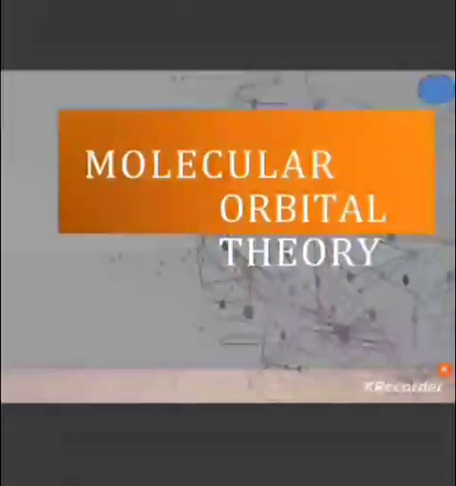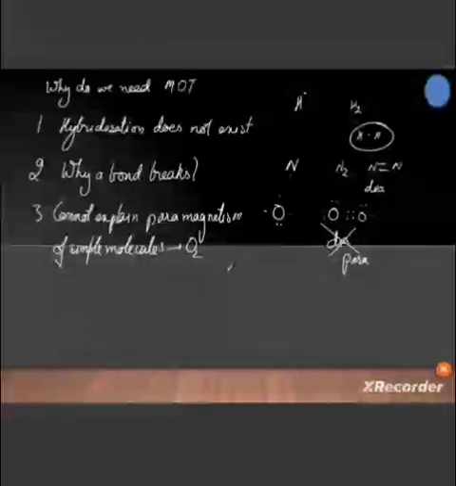Today I am going to explain the chapter chemical bonding, and the topic is molecular orbital theory and the linear combination of atomic orbitals. Students, first of all, we should know why we need molecular orbital theory. Hybridization does not explain why a bond breaks in N2, and it cannot explain the paramagnetism of the simple oxygen molecule.